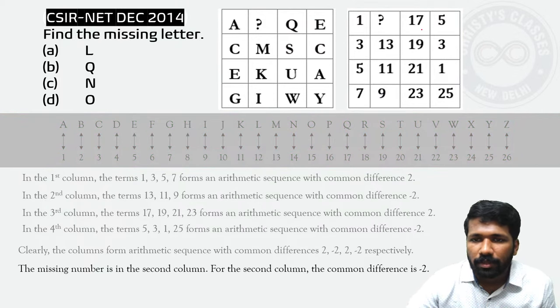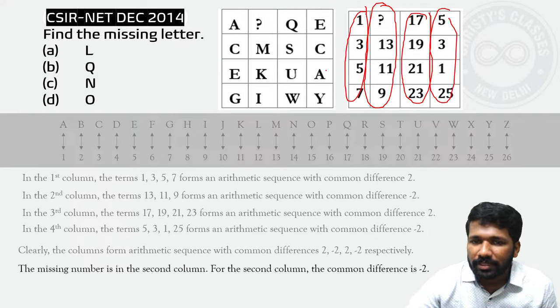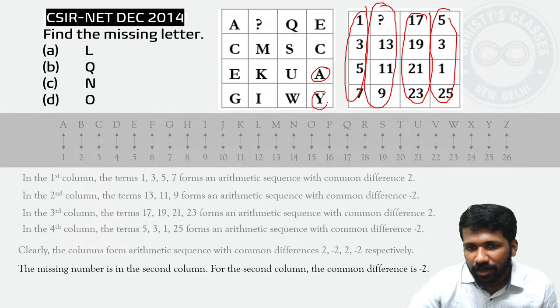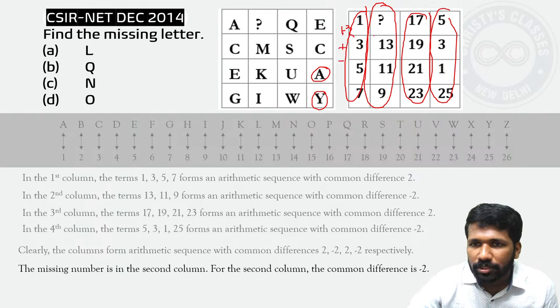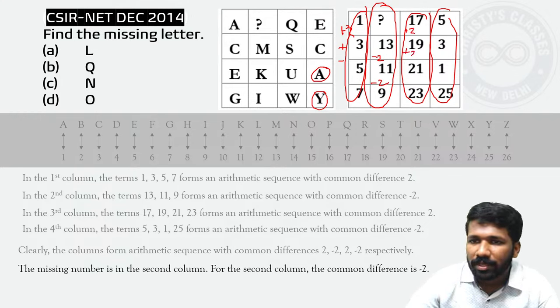After converting, you can see 1, 3, 5, 7, 9, 11, 13, missing number, 17, 19, 21, 23, and 5, 3, 1, 25. And as I told, the cycle of letters idea is here. After Y, Z, A. So here it is plus 2, plus 2, plus 2. Here it is 2 subtracted: 13 minus 2 is 11. 17 plus 2, plus 2, plus 2. Here it is minus 2, minus 2, minus 2.